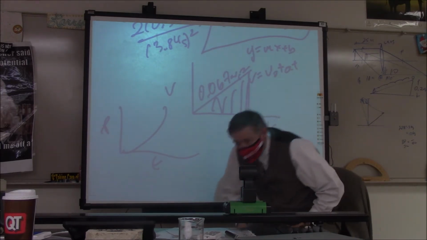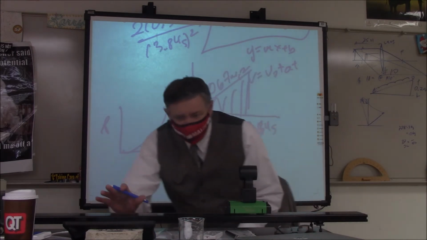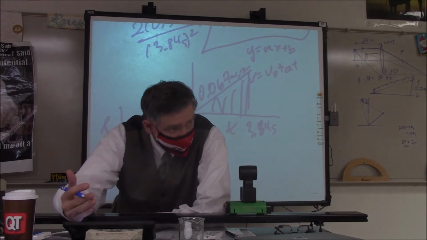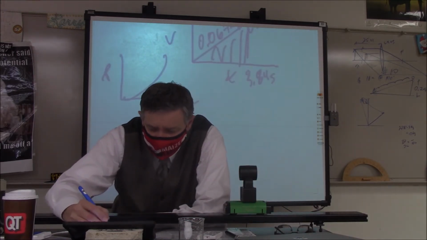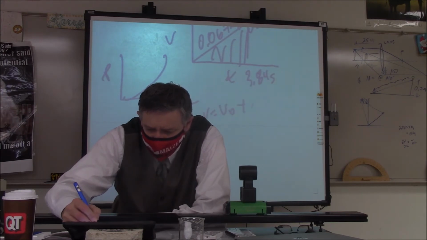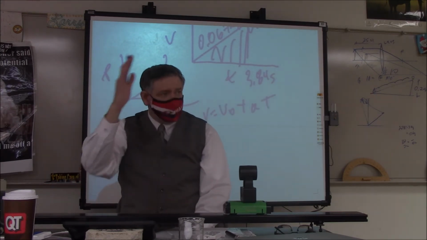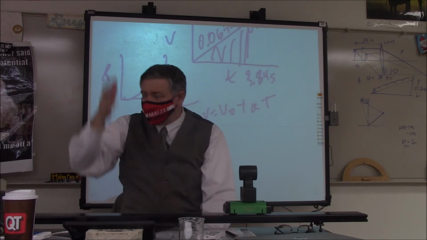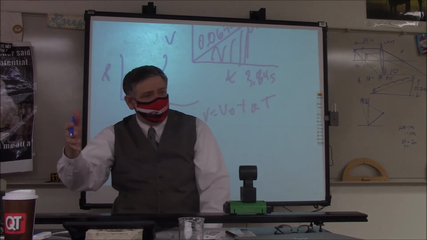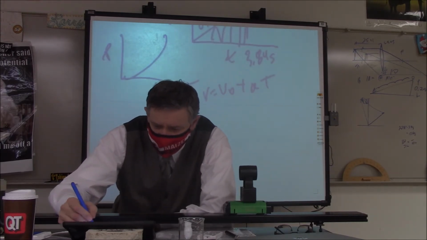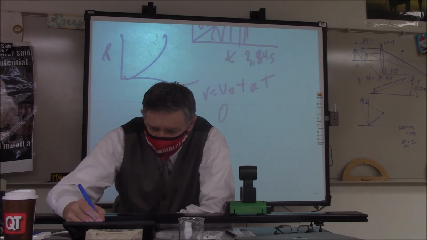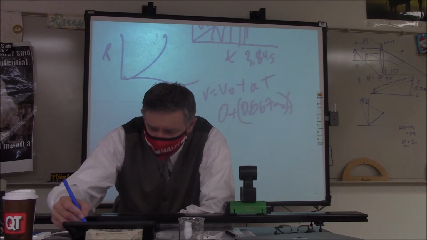So if we want to figure out how fast it's going at the end of 3.84 seconds, just go, oh, v equals v naught plus at. Remember, your v naught is your y-intercept. Oh, it started at 0. Oh, okay, cool. So that's just going to be 0. And I'm going to have 0.067 meters per second squared times 3.84 seconds.